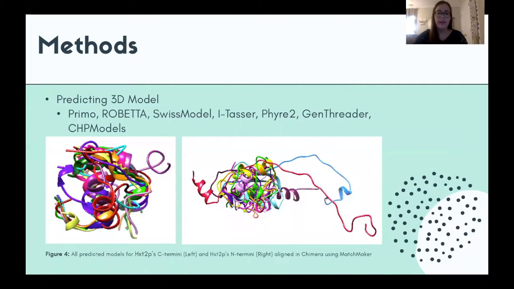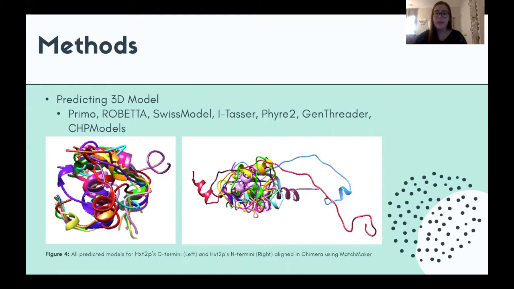Before I get into methods, I just want to make a quick statement that says, due to COVID-19, we had to adapt our plans for this research and take a more computational approach. So to start off, the first thing I did was 3D modeling of my protein. Because I was only interested in the N and C termini of HXT2, and for simplicity's sake, these were the only regions of the protein I modeled.